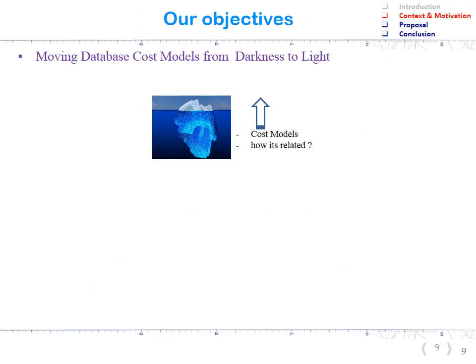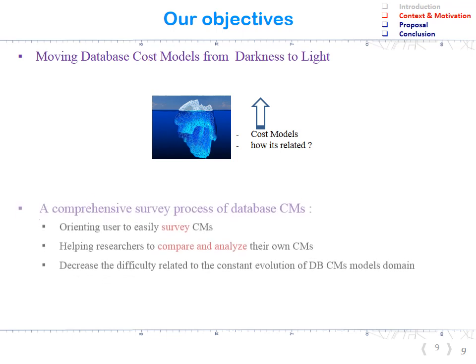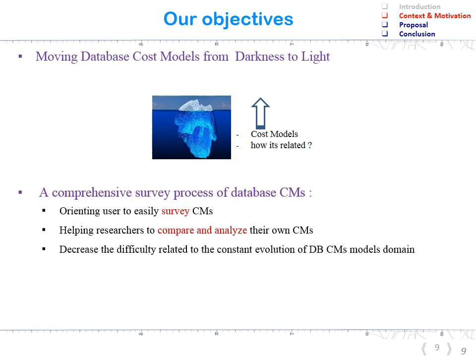Our objectives, as illustrated, are to move database cost models from darkness to light to see how cost model entities are related. Our goal is to provide a comprehensive survey process of database cost models. This is important because it orients users to an easy survey of cost models, helps researchers compare and analyze their own cost models, and decreases the difficulty related to the constant evolution of the database cost model domain.